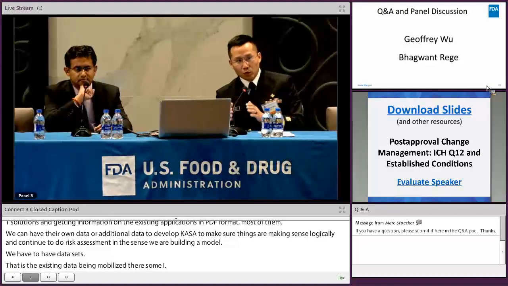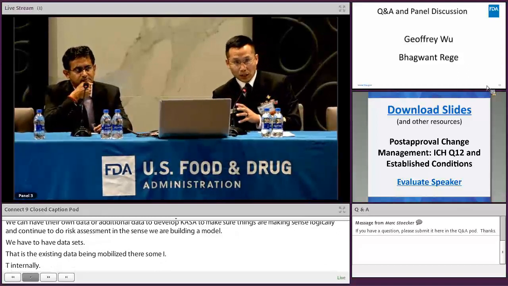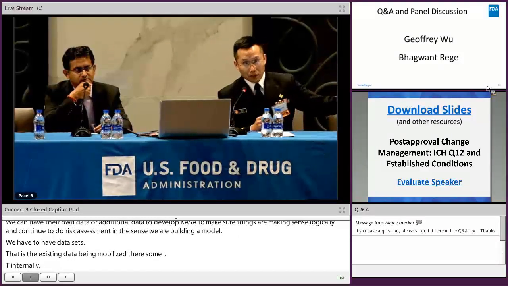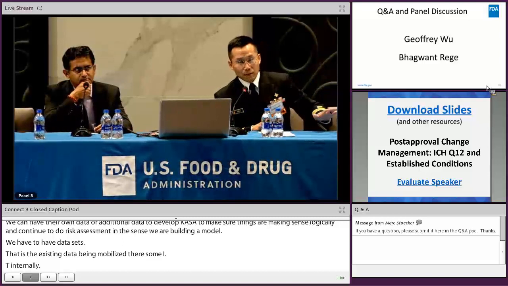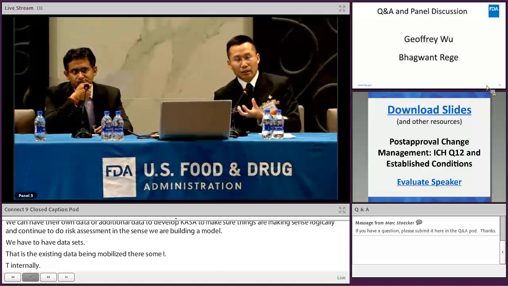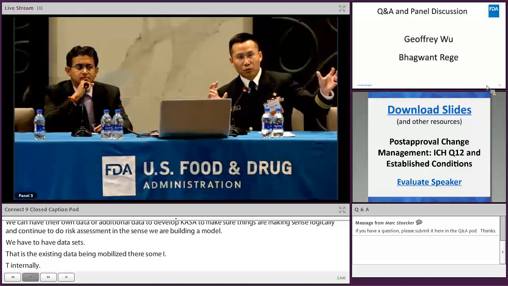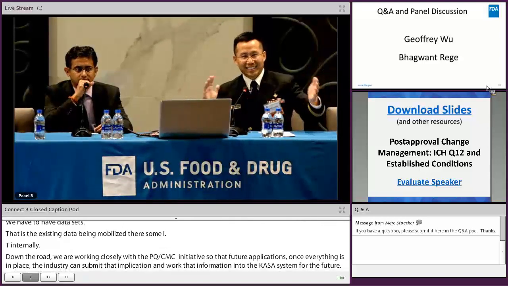But down the road, we're working very closely with the PQCMC initiative so that for future applications, once the initiative is in place, industry will submit that information and we can directly get it into the CASA system. So we are walking with two legs in parallel.